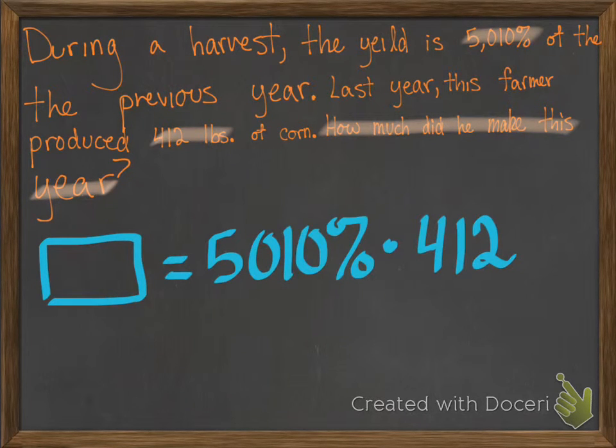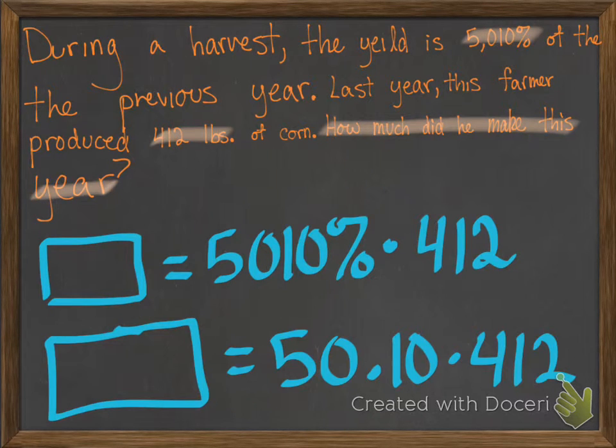Well, what I want to know is my amount this year. I know I had 510% of last year, so that 412 is my starting point from last year, so that makes it my whole. 510% is my percent, because percent is percent. And now I can just convert percent to a decimal, multiply, and get my yield for this year. So my yield for this year, my part, equals 5.10, and I just took that decimal point and shot it over twice, because you do that to make a percent into a decimal. So 5.10 times 412, I have 2,101.2 pounds of corn this year.